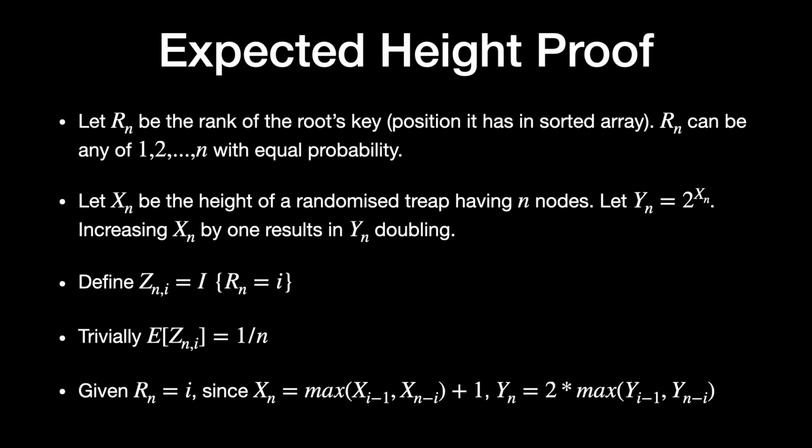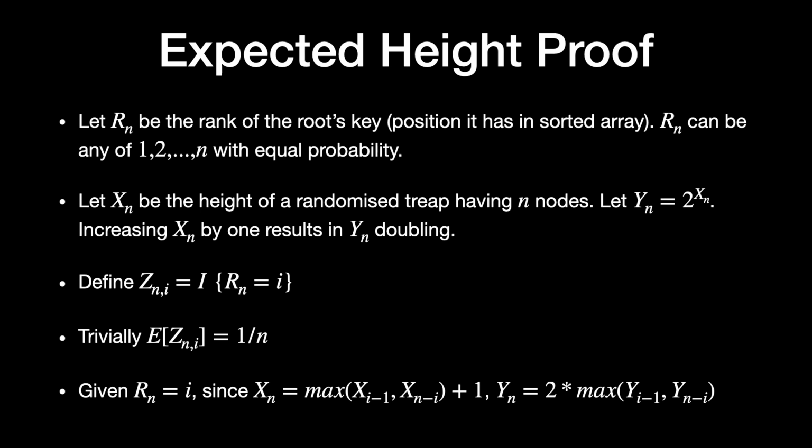We create another random variable Xn, and Xn is basically what we are concerned with. We need to calculate the expectation of Xn. Xn is the height of a randomized tree given n nodes. We create another random variable called Yn, which is essentially 2 raised to Xn. So increasing Xn by 1 results in Yn doubling. The proof is essentially along the lines of: we first prove that Yn is polynomial in n, and as a result, Xn would be logarithmic in n.